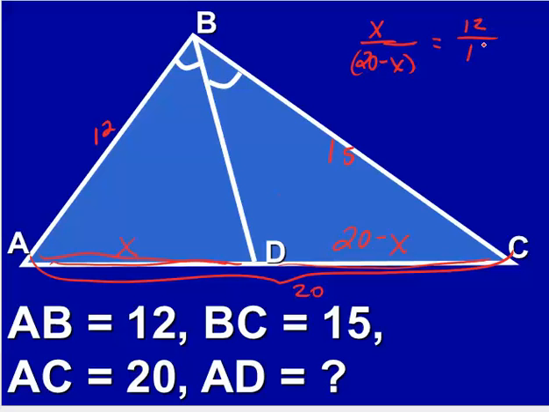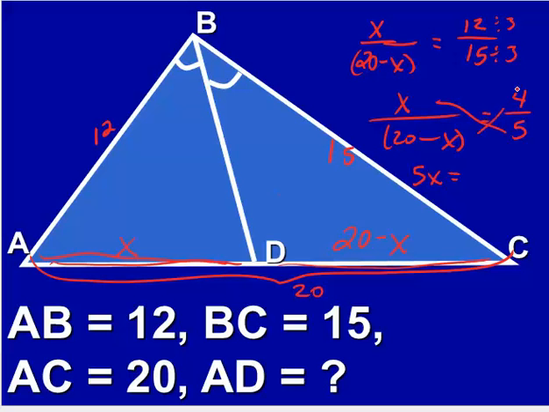Left over right. Again, if you can reduce it, we'll make it easier. So we're going to divide both the top and bottom by 3. So we have X over 20 minus X equals, dividing by 3 gives us 4/5. So when we cross multiply, 5 times X is 5X equals, and when we multiply by the 4, we're going to distribute the 4 through the 20 minus X. Dropping down, we have 5X equals 80 minus 4X.